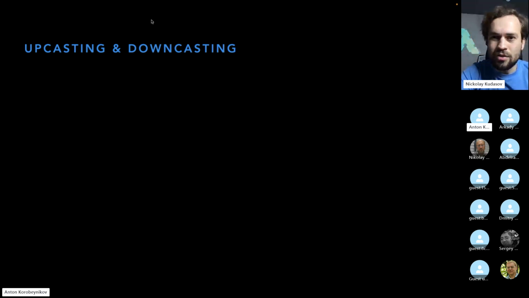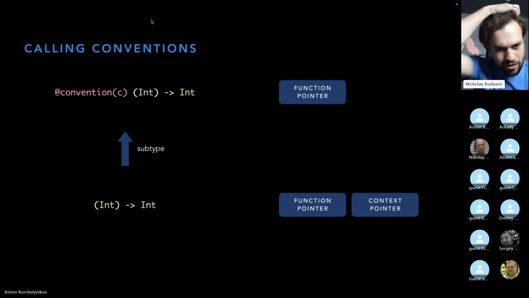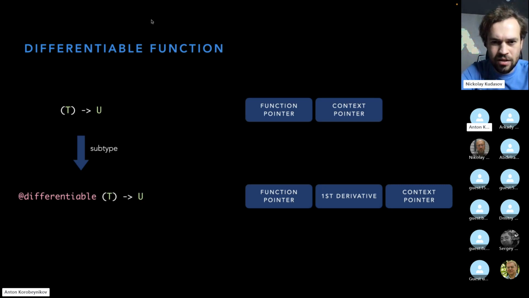So, a differentiable function. Again, just to clarify, because I think this is not very obvious. With the differentiable slide, we can always turn a differentiable function into a regular one by forgetting the derivative, right? Yes. But, and this is what the next slide is for, upcasting and downcasting. So what happens with the conversions?